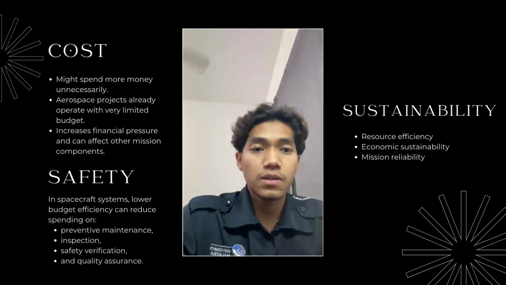Second, the wrong material choice can also affect safety indirectly. In spacecraft engineering, safety is highly dependent on proper testing. If more budget is used for material costs, less money may be available for critical safety-related activities such as preventive maintenance, system inspection, safety verification tests, and quality assurance processes.